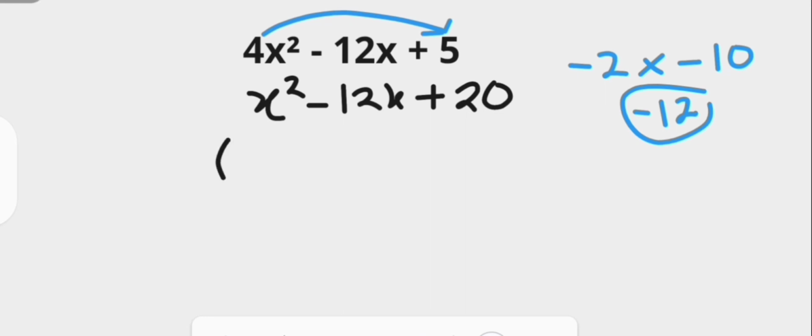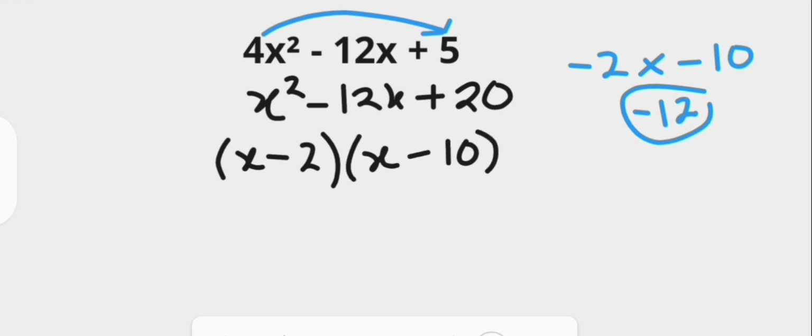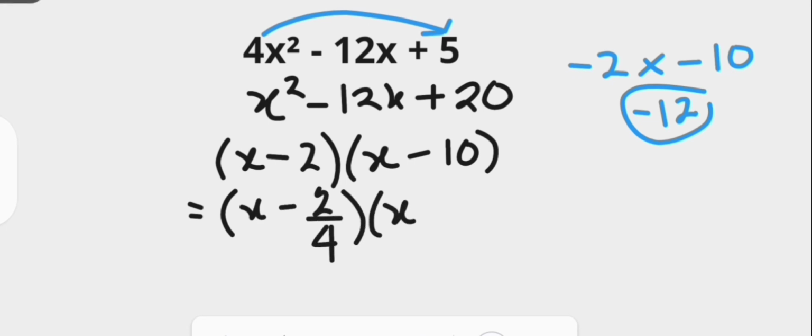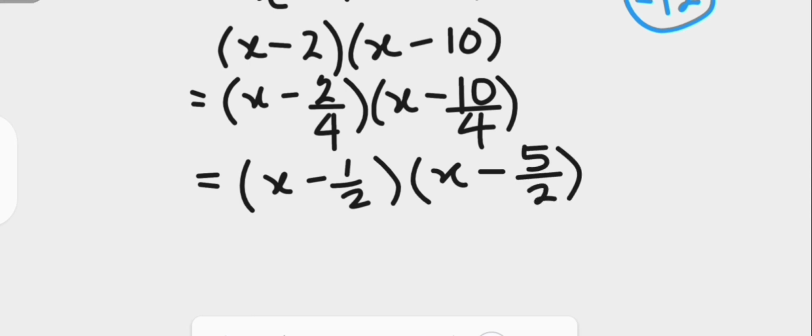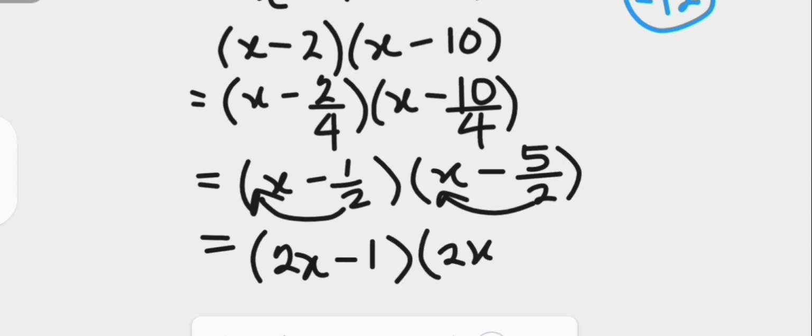So we factor this as usual, where we have x minus 2, x minus 10, according to the factors of plus 20 whose sum give negative 12. Then we will need to factor the leading coefficient, that is 4, by writing this as x minus 2 over 4, then x minus 10 over 4. This reduces to x minus 1 over 2, x minus 5 over 2 when we reduce to the lowest terms. Then the denominators go to the sides of x, such that the expression factorizes as 2x minus 1, 2x minus 5.